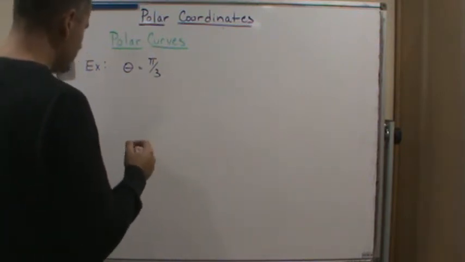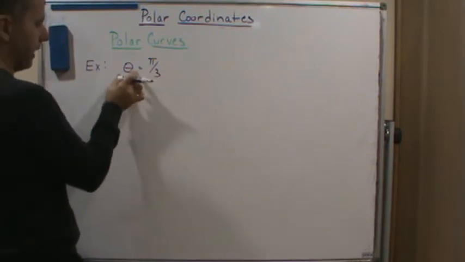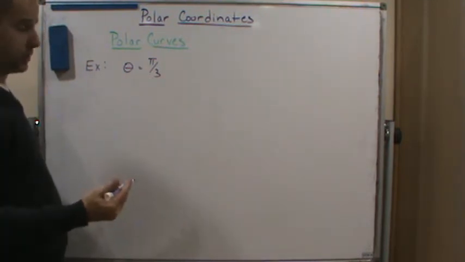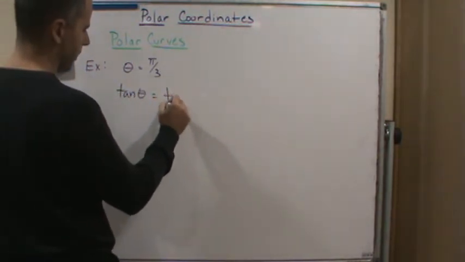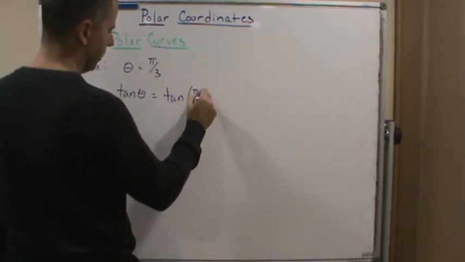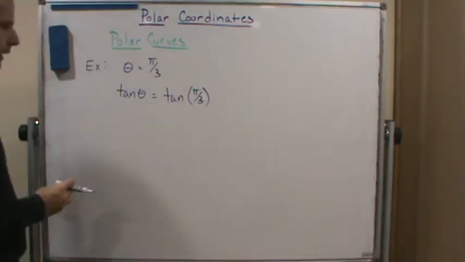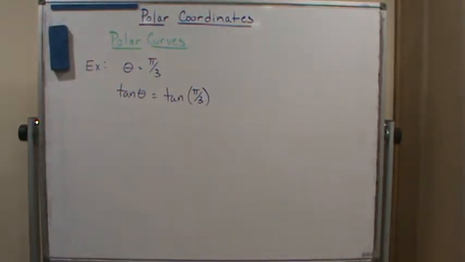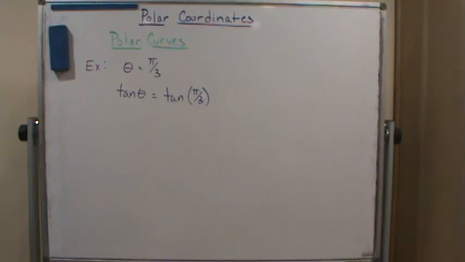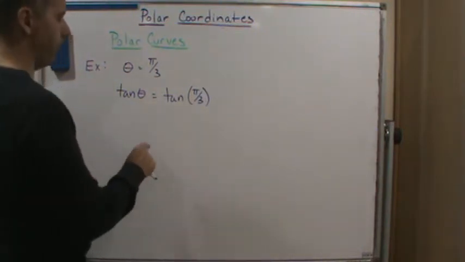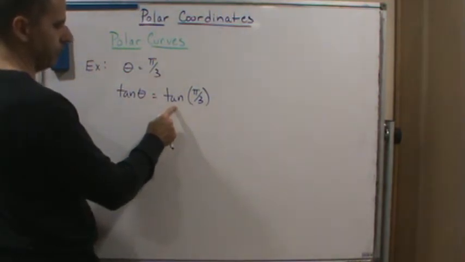What do we do? Well, first thing, we've got theta here, so let's just take the tangent of both sides. So tangent theta equals tangent of pi over 3, or tangent of 60 degrees. Well, what's the tangent of 60 degrees? You should remember.